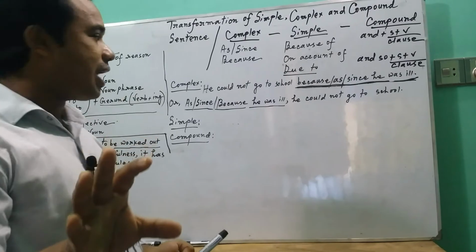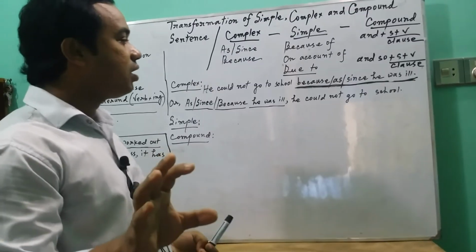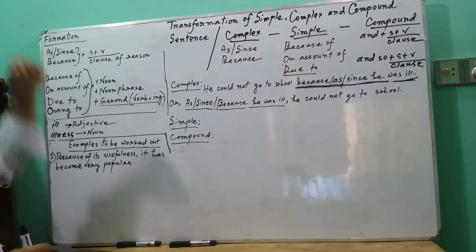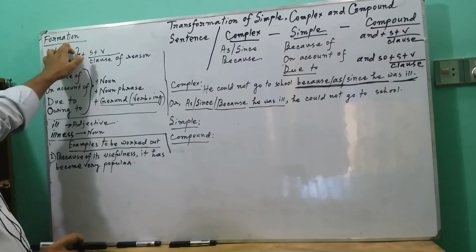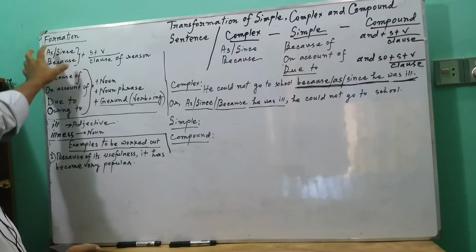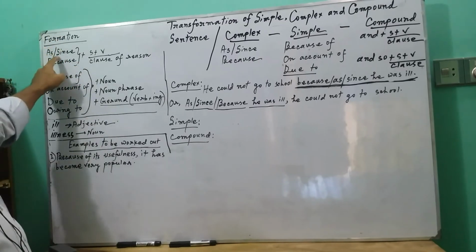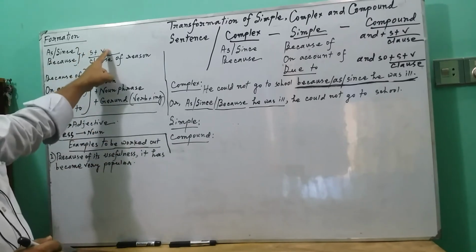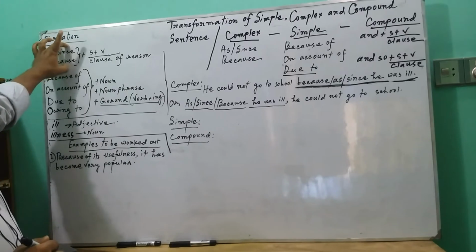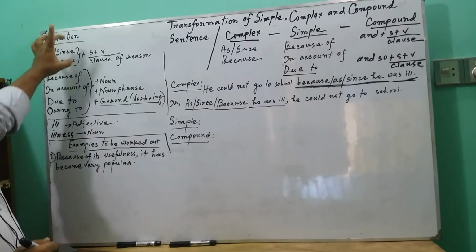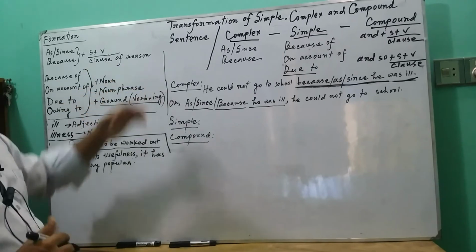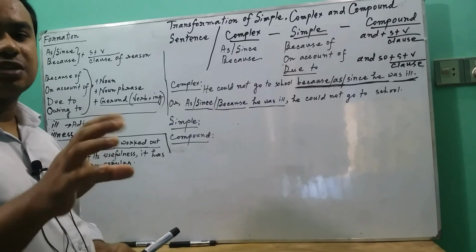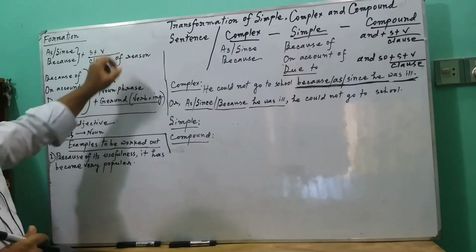And now, before I go into details or before I go to the transformation, let's have a look at the structure first. The most important thing to remember is that this is the formation. As we know that these three useful words, as, since, because, are conjunctions, that's why we have to use subject plus verb combination after these three useful words, because as, since, because introduce clause of reason. This is clause of reason. A clause is a group of words that must include a subject and a verb.